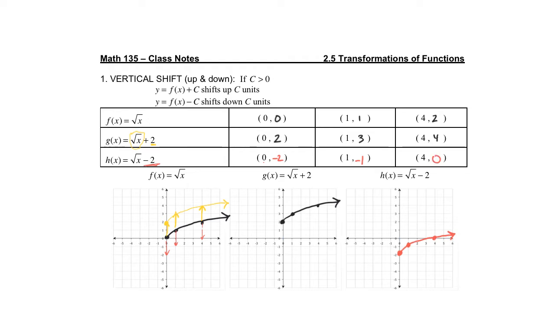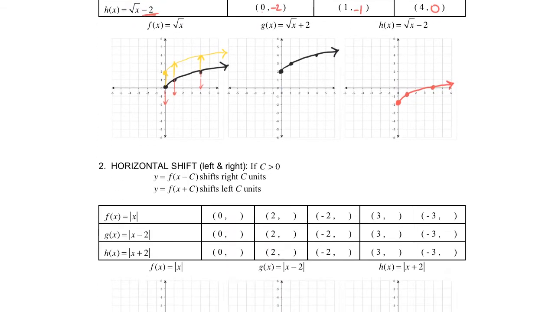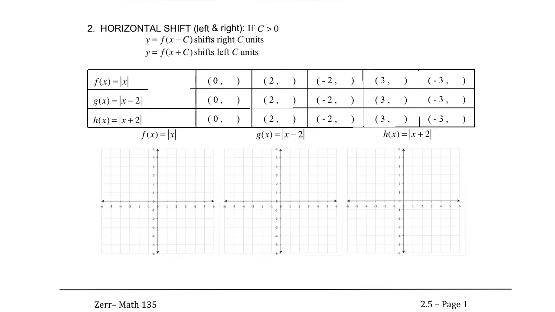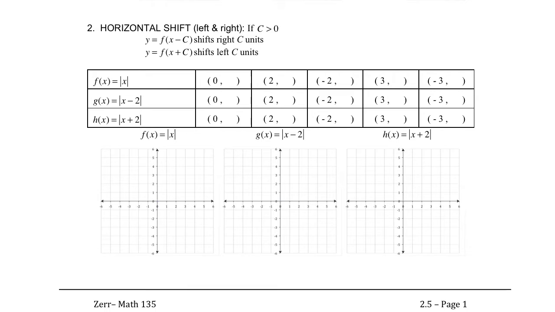All right, so that is what impacts our graph moving up or down. Those are called vertical shifts. Okay, moving on, let's look at a horizontal shift. This happens when you go in and you mess with the input.